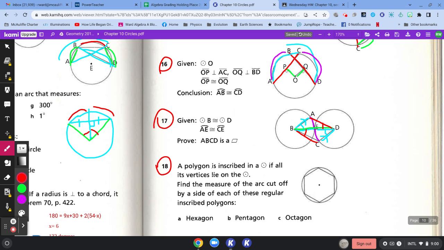All right, let's take a look at 18. We have a polygon inscribed in a circle. Let me restate that: a polygon is inscribed in a circle if all the vertices lie on the circle. We want to find the measure of the arc cut off by a side of each of these regularly inscribed polygons. This one, of course, is a hexagon, but we could also have done a pentagon or an octagon.